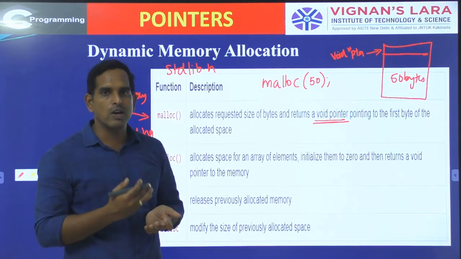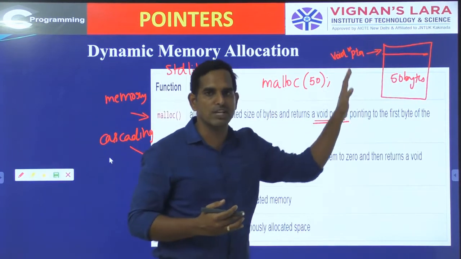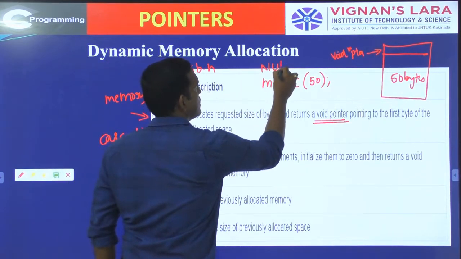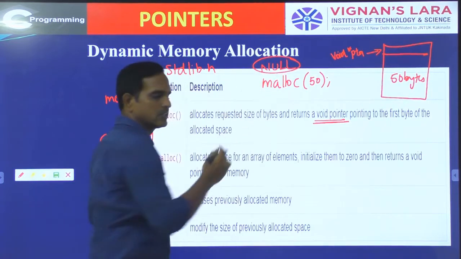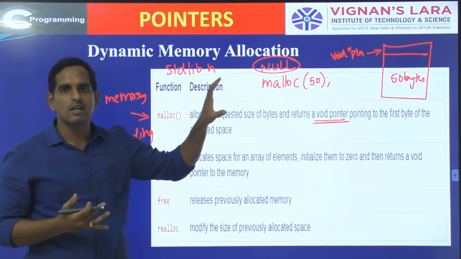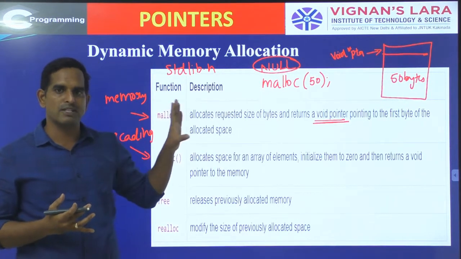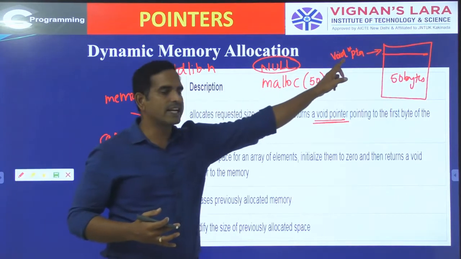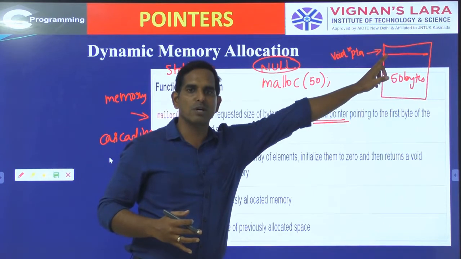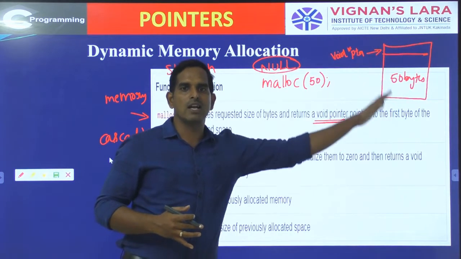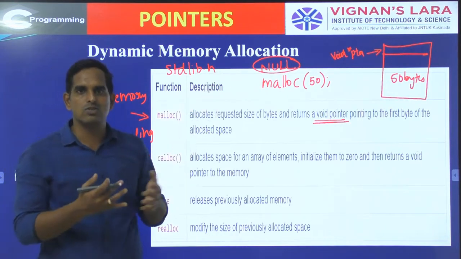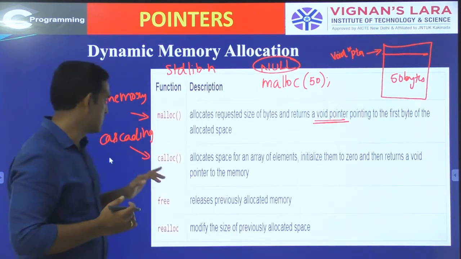If there is no allocated space, that is, if there are no 50 bytes in your heap, at that time it will return null. That specifies that that much memory is not present in your heap. So either it will return a void pointer, which will point to the first byte of the allocated space, or it will return null. Null means there is no memory for you to use.